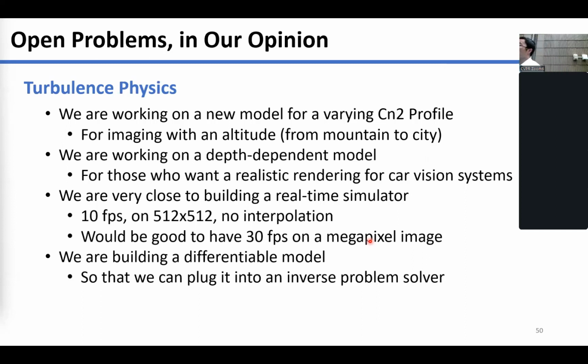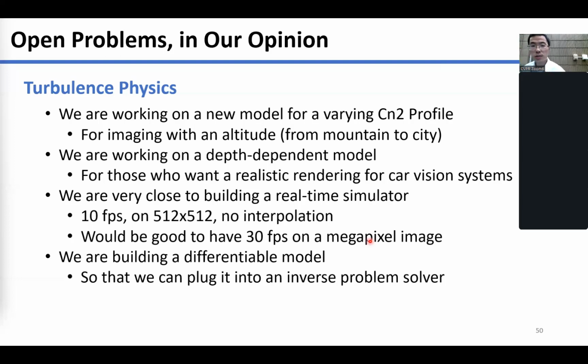Depth dependent model, that is also very relevant because if you're not that far away, you're looking at a car on the road, the depth actually matters. As the car is coming to you, the turbulence changes. If you have two cars, they should have two different profiles. So that will require you to have access to a depth map. So how can we do that? That's an open question.